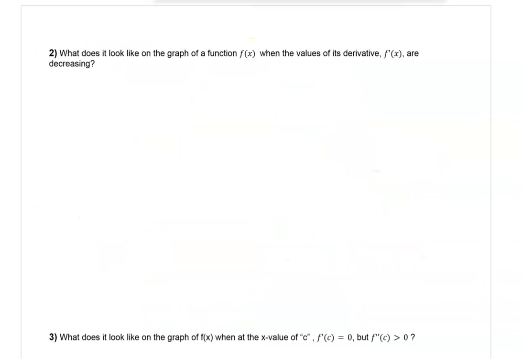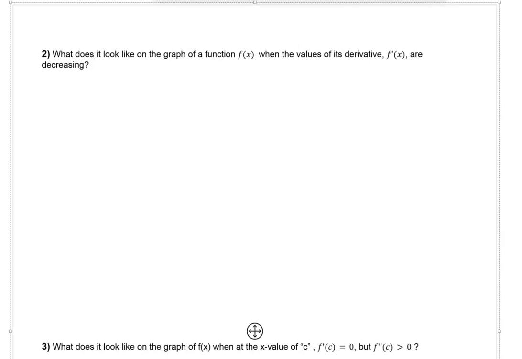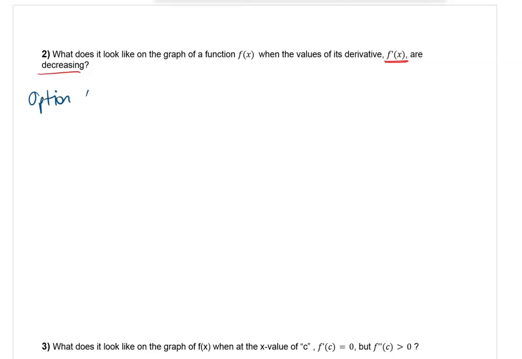So then the question is, what would it look like if the first derivative values are decreasing? So now your slopes are going down in value. Well, option 1 would be if your original function is going up, but the slopes are getting smaller.